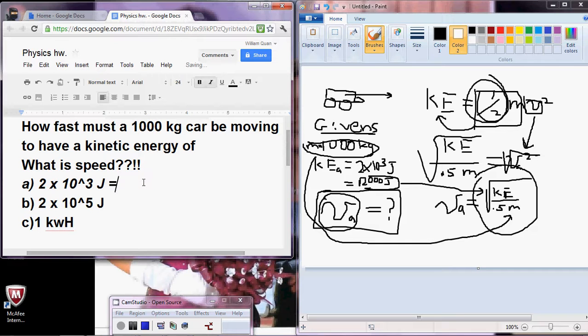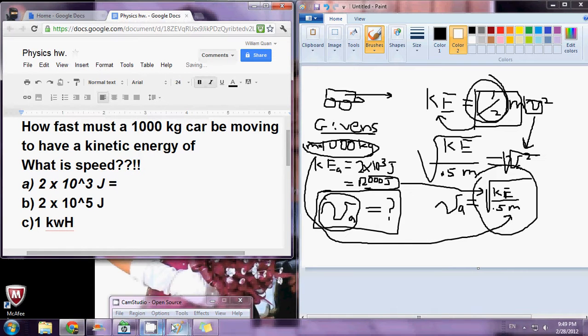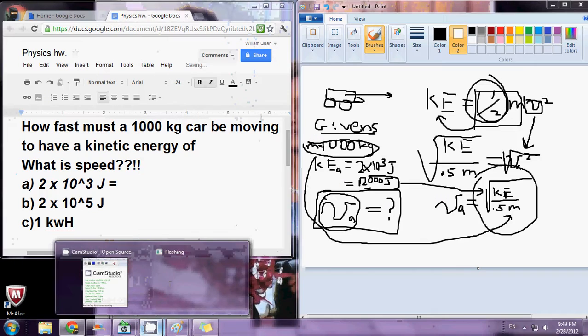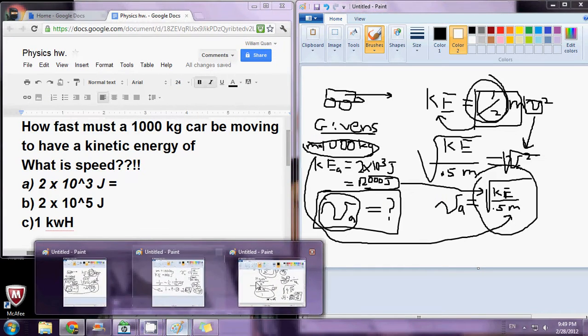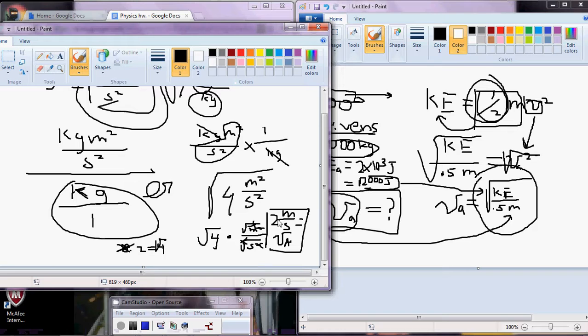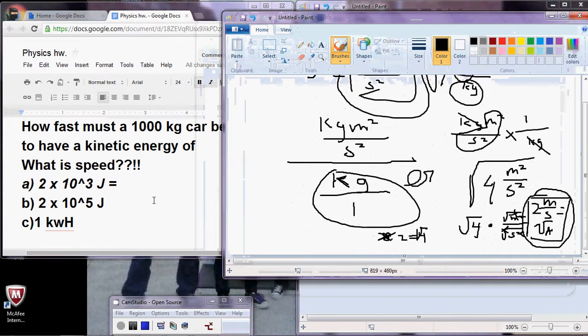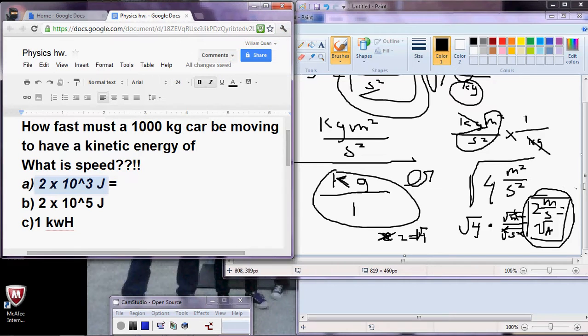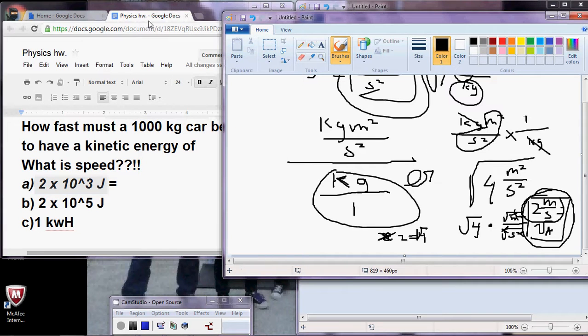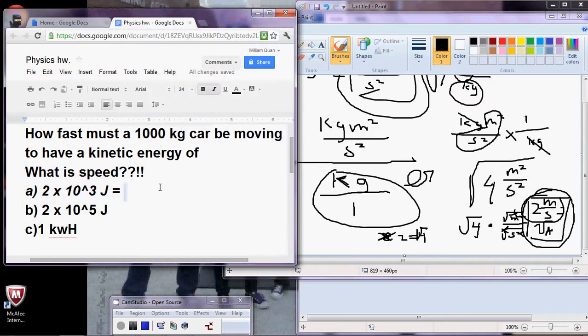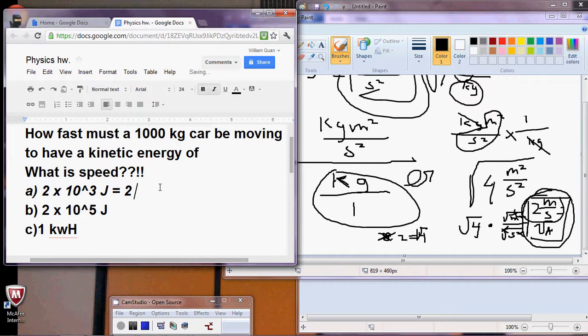So the speed would equal, I'm just going to double check. Where is it? Last one. It's going to equal 2 meters a second. The speed of A, the one that has this many joules, would equal 2 meters a second. So 2 meters divided by seconds.